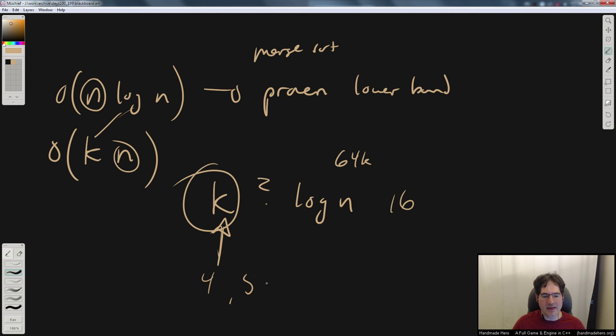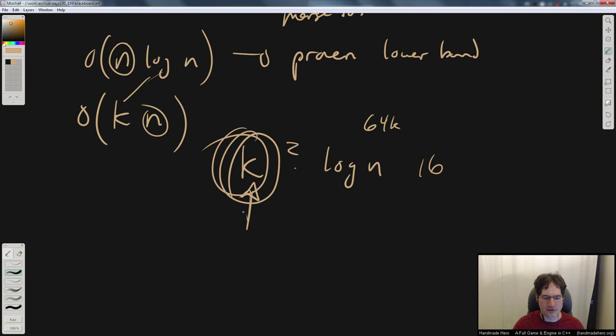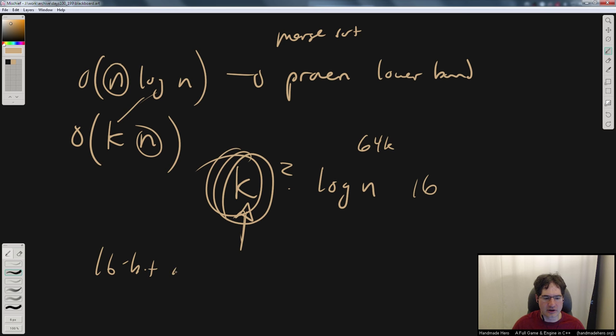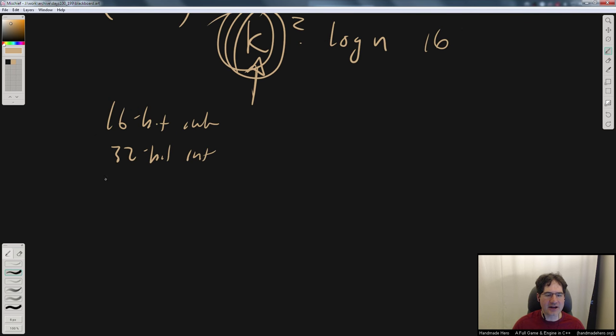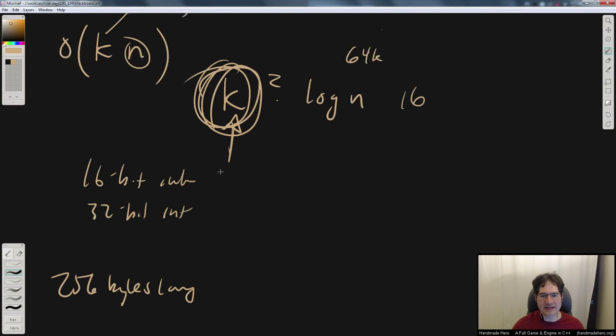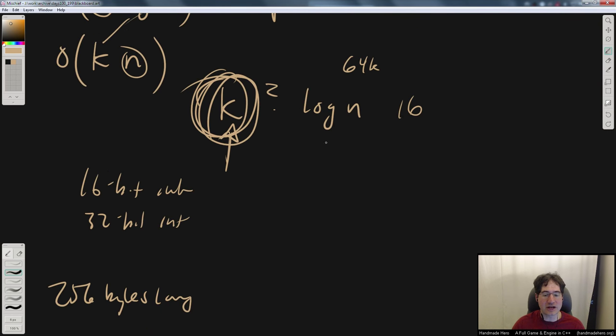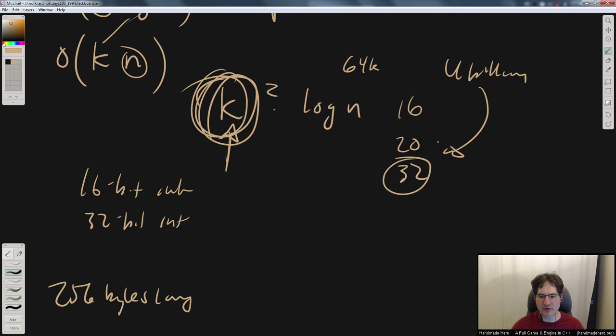But that will only be true as long as the thing that you're sorting on, the sort key, is very small. It's got to be something like a 16-bit or 32-bit integer. If I had a giant type, like you were suggesting, let's say a type that was 256 bytes long, well, now suddenly k is almost always going to be bigger than log n. It's going to be much bigger. Log n might be only 16 or 20 or even 32 if we were sorting 4 billion items.